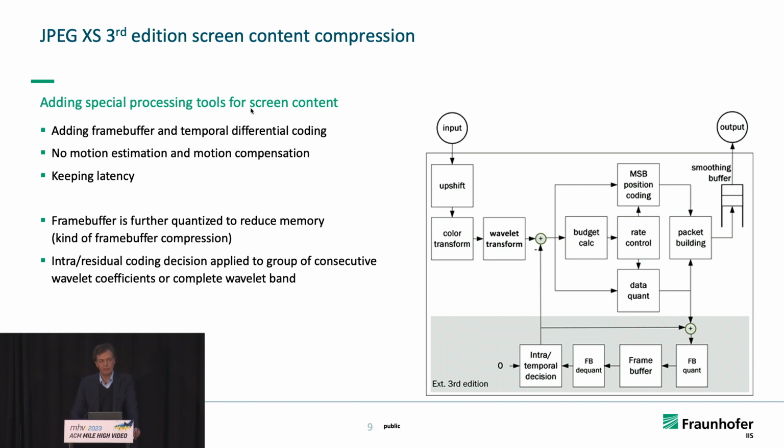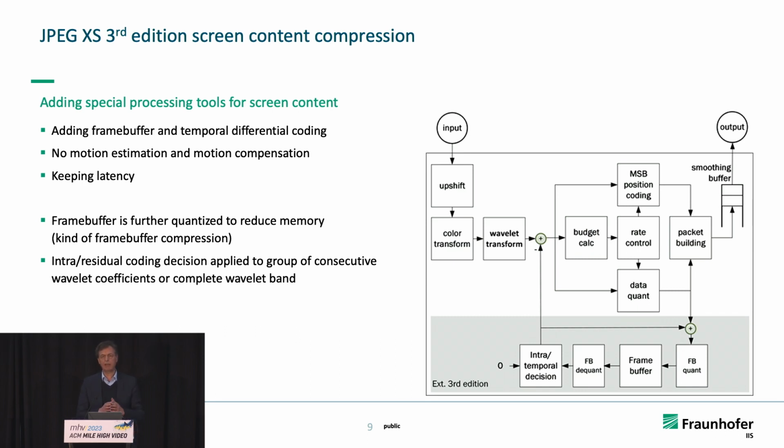So in principle, what we added here is a frame buffer. It's similar to MPEG, so we added a frame buffer in the encoder loop and the decoder, not to do motion estimation and motion compensation. We want to keep the minimum complexity and latency. That means we use the frame buffer only so that we can predict the image either from the previous frame or from the actual frame. And we also use the frame buffer in such a way that we can compress it to even reduce the memory requirements.